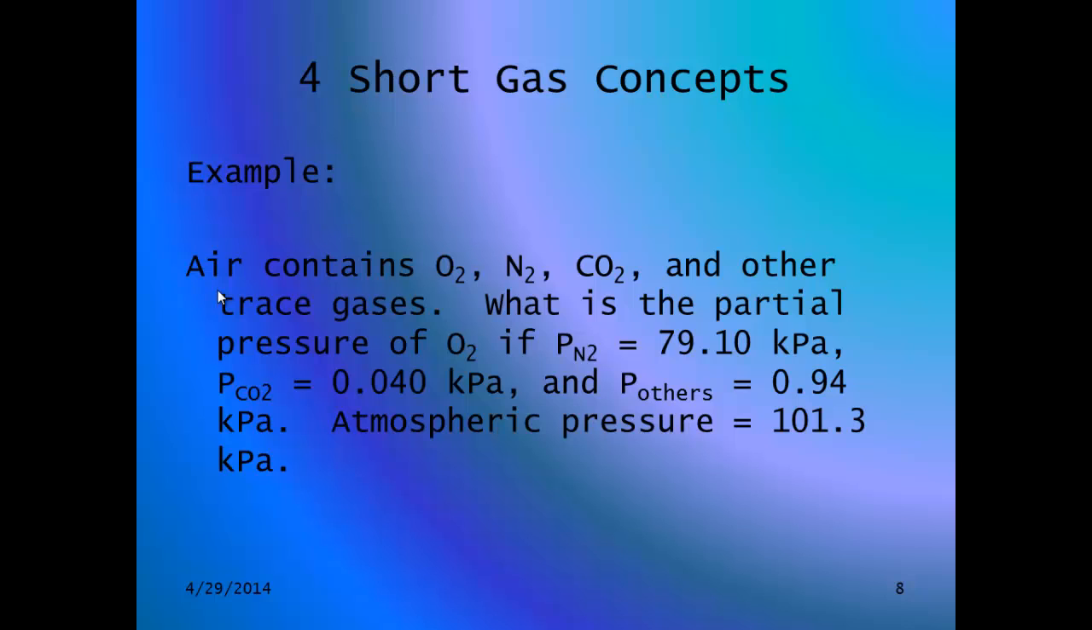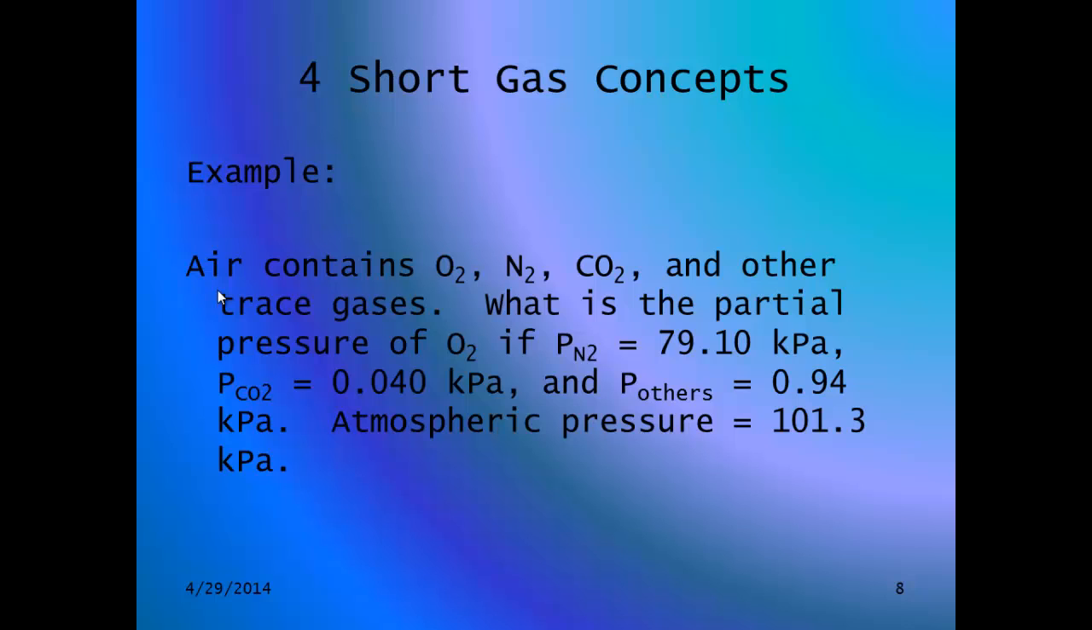So let's do an example. Air contains, among other things, oxygen, nitrogen, carbon dioxide, and a whole bunch of other gases that we'll just lump into one category. We'll call that the other category. What is the partial pressure of oxygen if the pressure of the nitrogen is 79.1 kPa, pressure of the carbon dioxide is 0.04 kPa, and all the others together are 0.94 kPa?